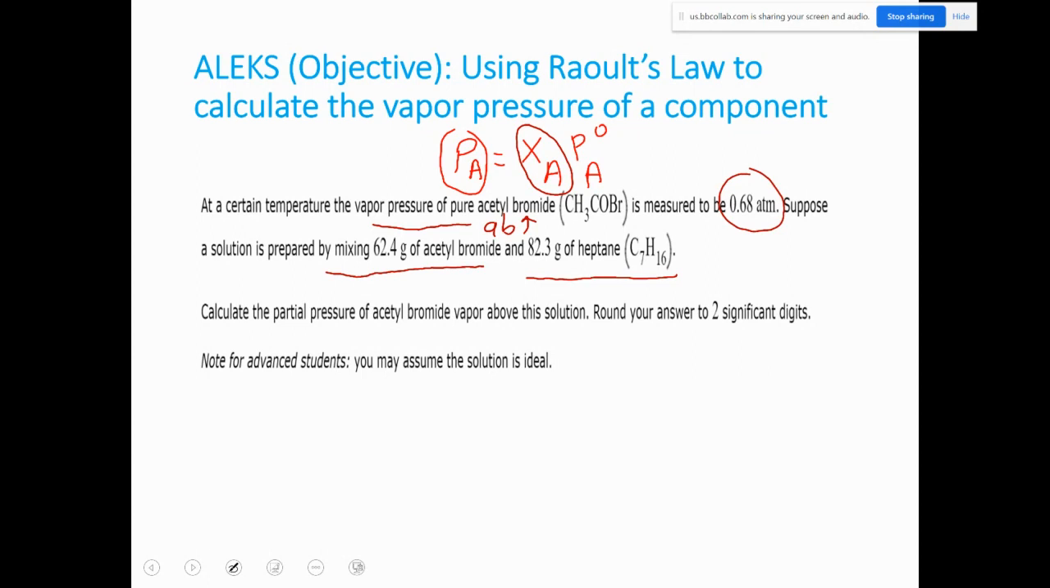Now in our case, I'm just going to draw the picture here, but then solve it on the whiteboard because I don't have enough space here. In all these examples, remember, these are all closed containers. So I have this particle, which is my ethyl bromide. And then the solution is prepared by mixing some heptane as well, so there is some of this heptane, right, so this is my heptane.